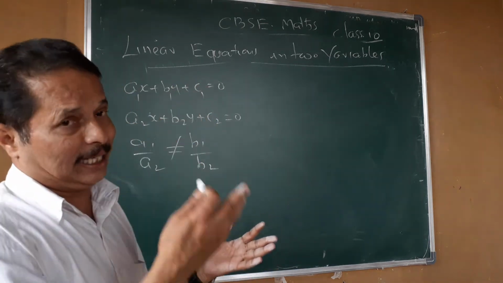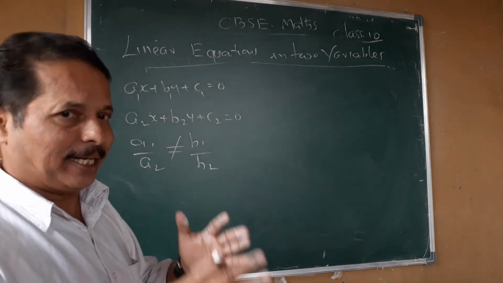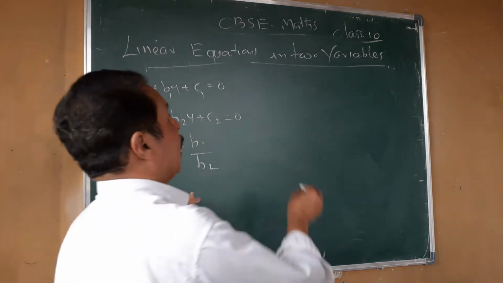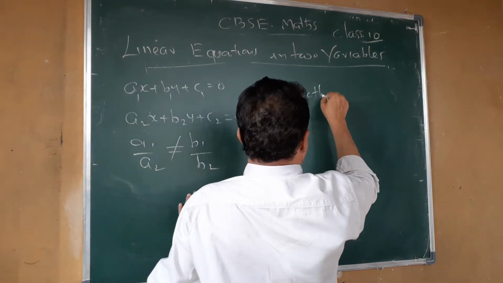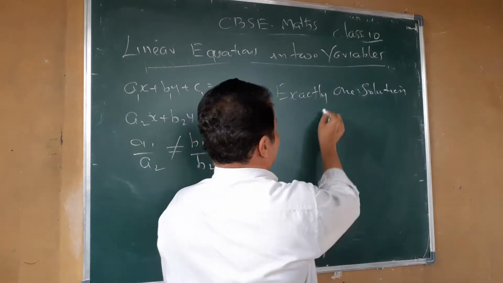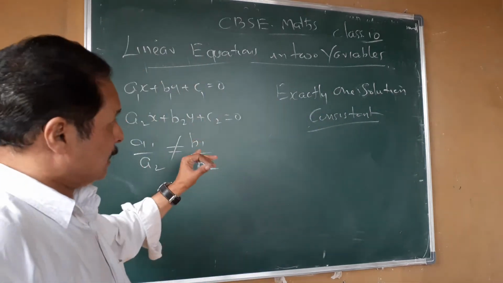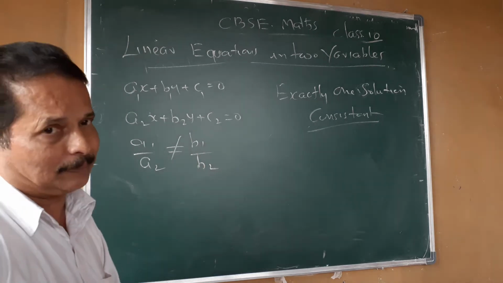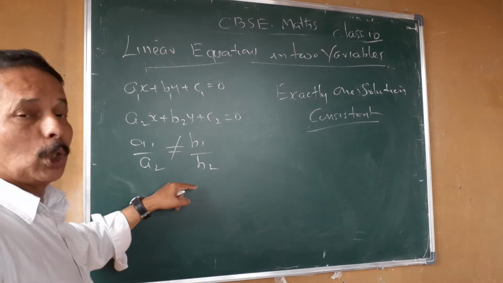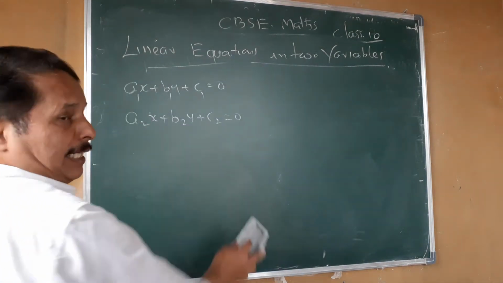The graph is already a straight line. The two graphs are two straight lines. They are intersecting lines, already you studied that. Intersecting lines, and there is exactly one solution. And your answer is consistent. The equations are consistent means you get an exact answer. That is the first condition: a1 by a2 not equal to b1 by b2. Exactly one solution. They are intersecting graphs.